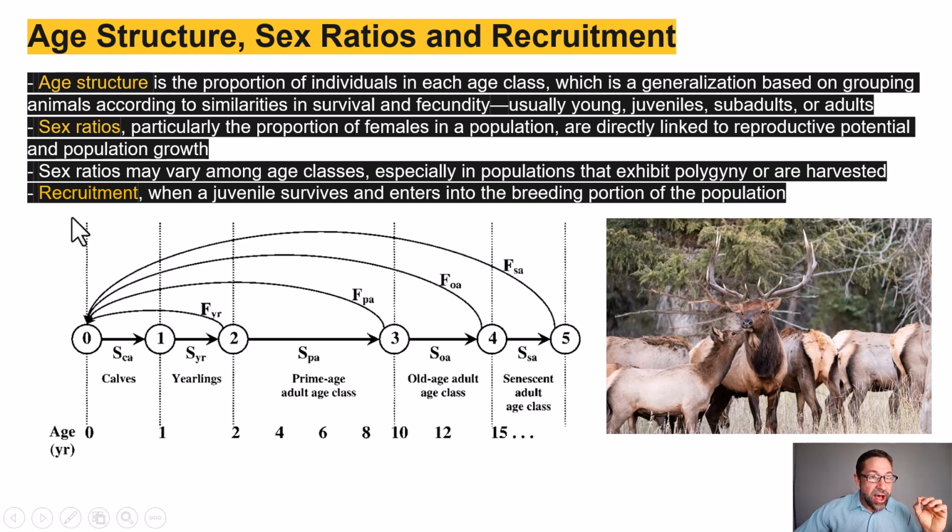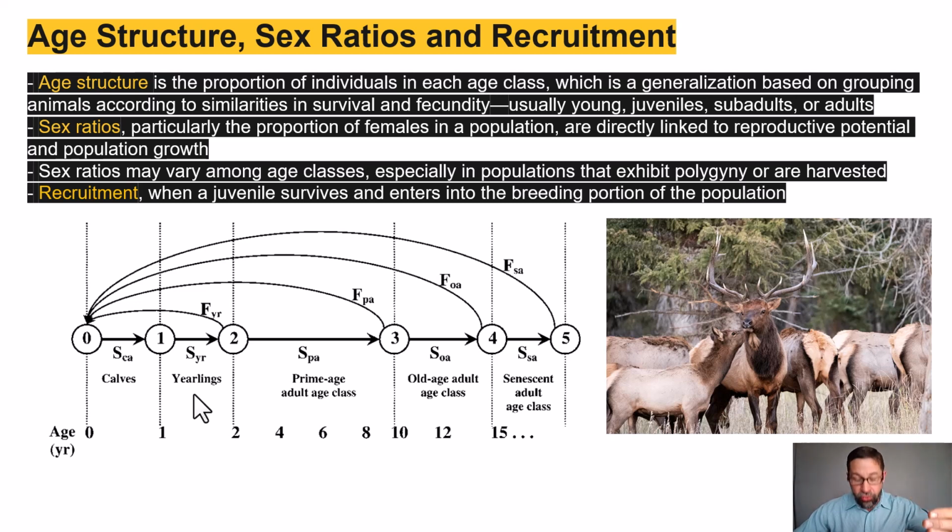And then finally, probably the most important metric, at least with respect to elk, is recruitment. And recruitment is the number of juveniles that survive and become recruited into the reproductive, the breeding portion of the population. So when an elk calf survives that first year and becomes a yearling, it then has the potential to breed and produce calves of its own.